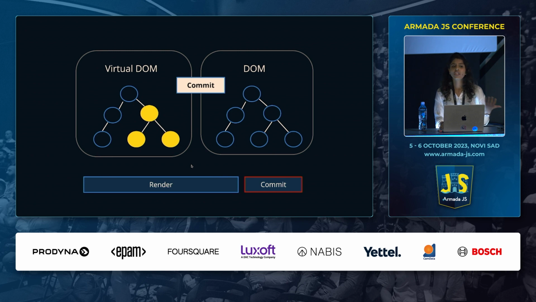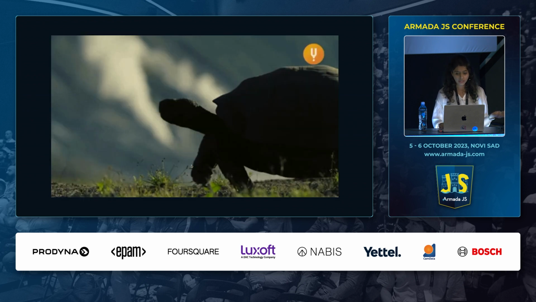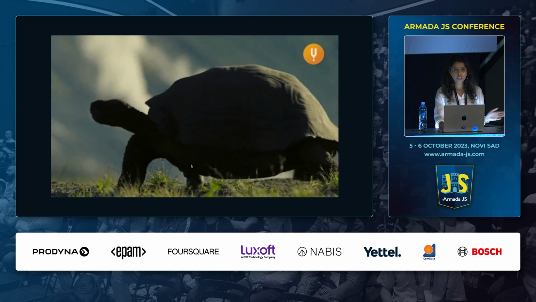So why am I telling you this? Everyone knows this happens. But this is a very important phase, because rendering depends on how complex the components are. If the components take a long time, the render phase can also take more time to complete, and then there's scope for improvement. For very complex components, the rendering can be really slow, and it's not very difficult to achieve.